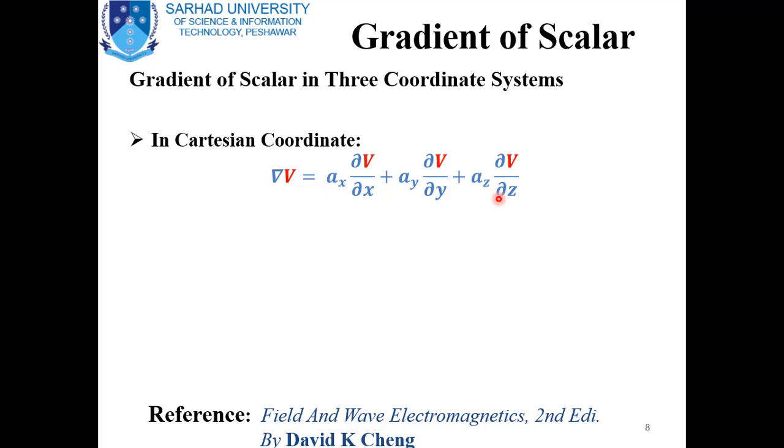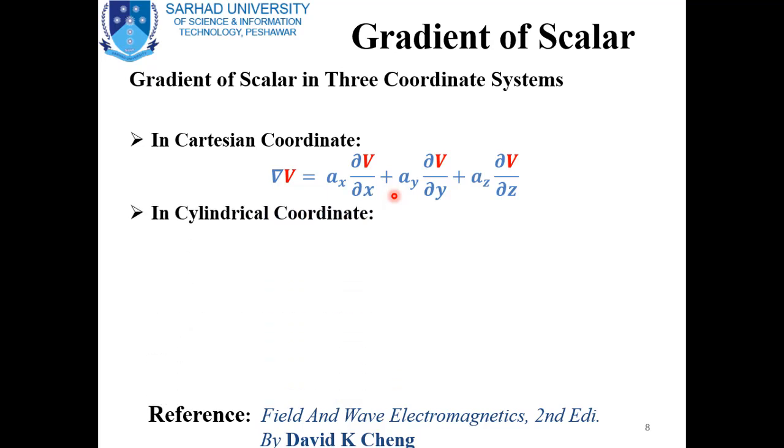And here v is a scalar function, but the gradient as a whole is a vector quantity, because this gradient has 3 components, one along the x axis, one along the y axis and one along the z axis. So gradient of a scalar function is a vector quantity.